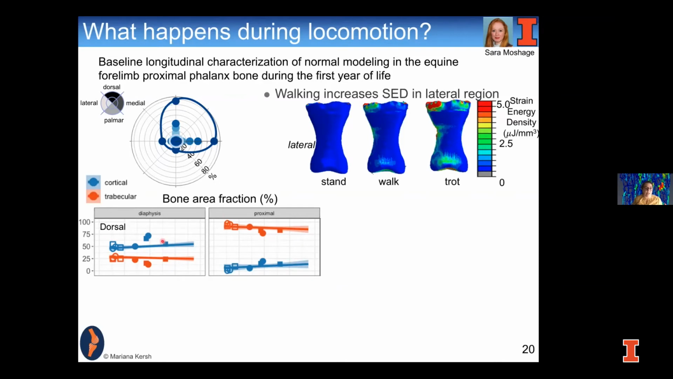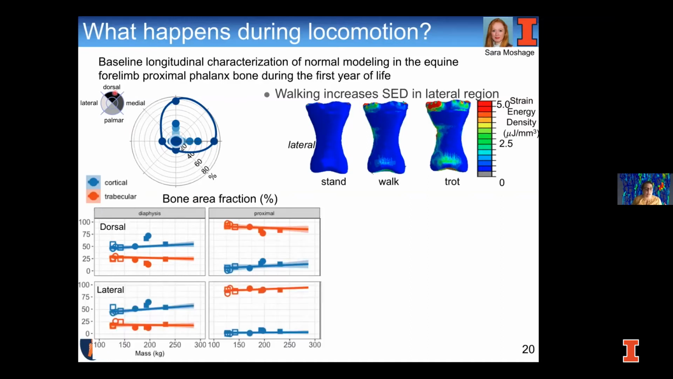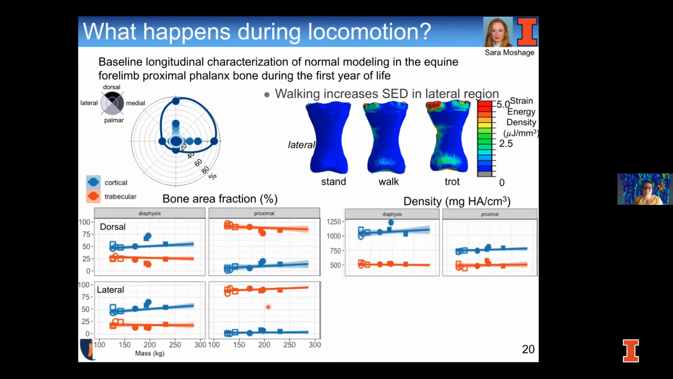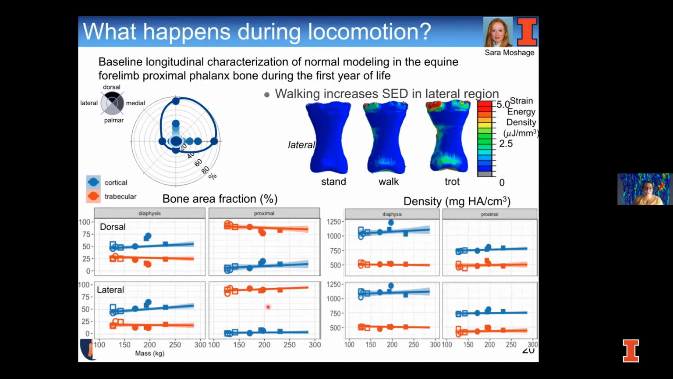This is in the diaphysis in the proximal region, looking specifically at that north dorsal quadrant. And then we also have some diaphyseal adaptations in the lateral quadrant and not quite as much in the proximal region. So they are somewhat off the control lines, but it's still not 100% clear if we've done anything in terms of the proximal adaptation. We have very similar results in terms of density.